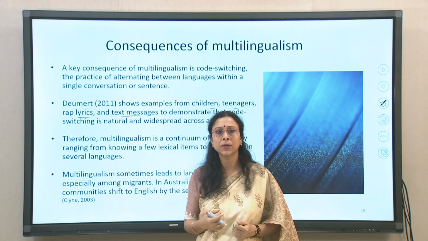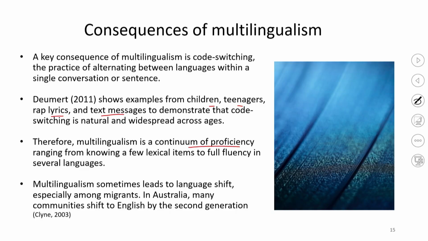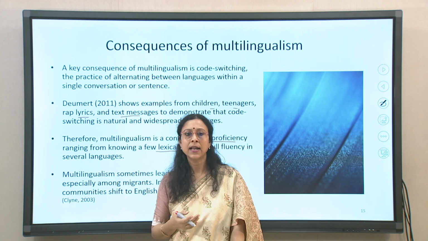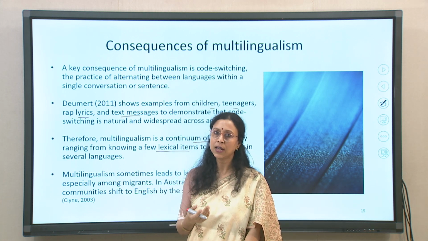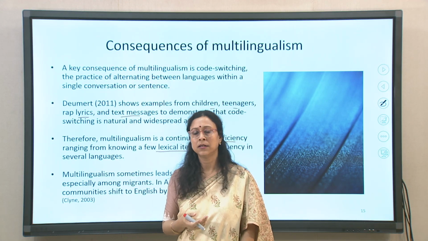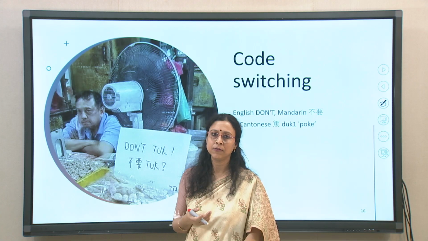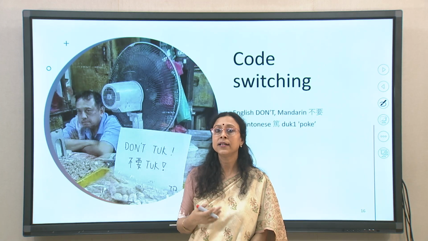society that is bilingual. So, multilingualism is considered to be a continuum of proficiency ranging from knowing a few lexical items to full fluency in several languages. And sometimes multilingualism also leads to language shift, and eventually it might even lead to language death. This is something which we will again discuss in a later lecture. So, these are various kinds of outcomes of language contact resulting in bilingualism.